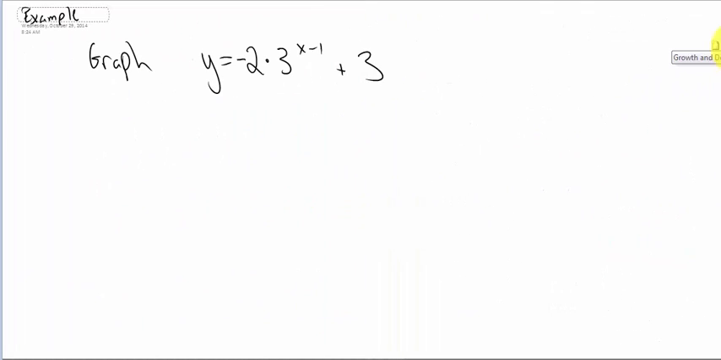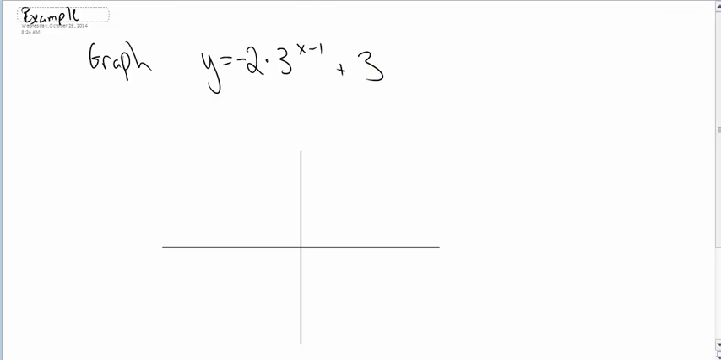So let's look at an example. Oh boy, look at this one. This one looks awesome fun, right? We've got a coefficient of -2. We've got the x minus 1 in the exponent, plus 3 outside. Wow, how are we going to do this? So I'm going to start with just y equals 3 to the x.